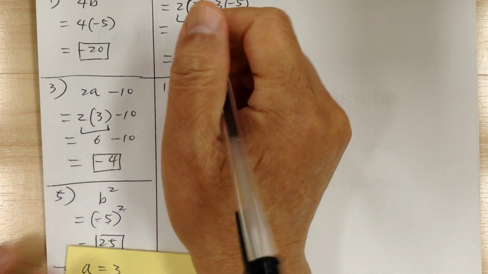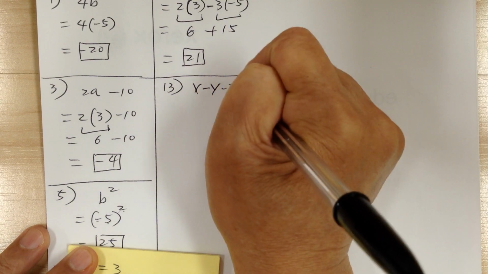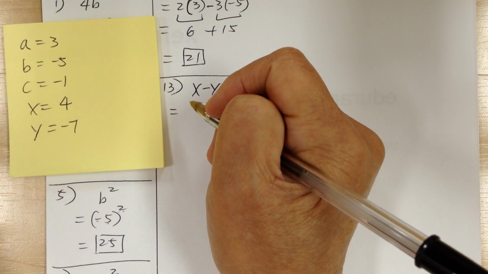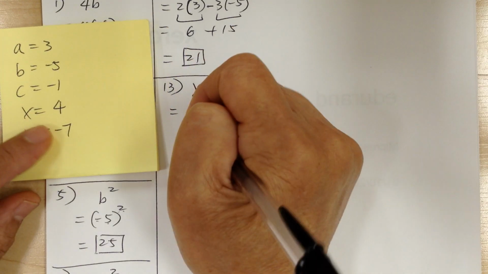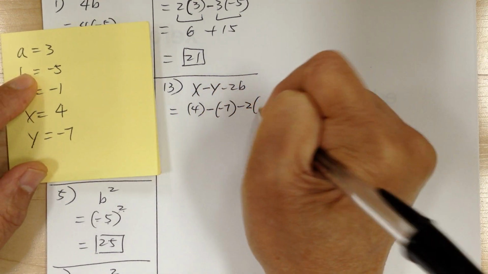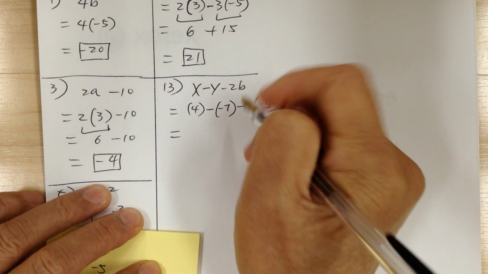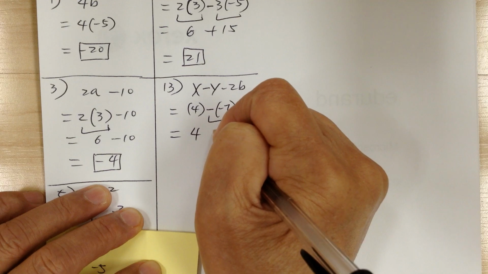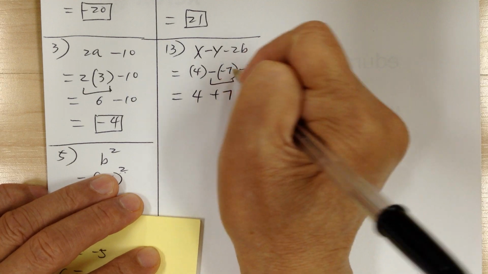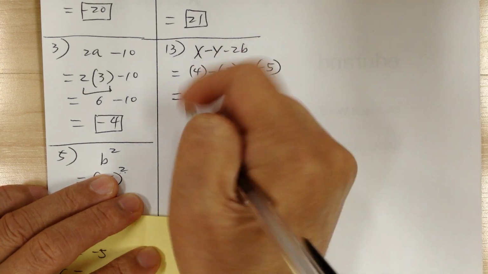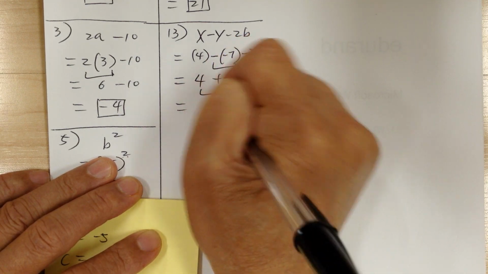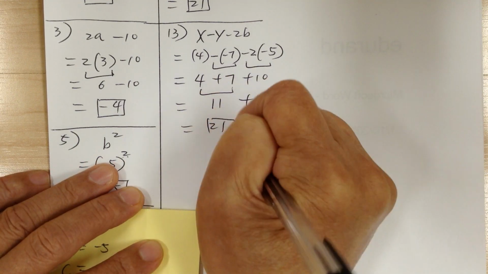13. You got x minus y minus 2b. So substitute. Notice I write it out, so I don't have to keep looking back at the book, and it's next to it, so it's easier to substitute. So y is -7 minus 2 times b is -5. First let's get rid of parentheses. So this would be a 4, this would be a +7, and this would be +10. To get rid of parentheses, you multiply by what is in front. Everything's all addition, so you can just add. So this would become 11 plus 10, and it's equal to 21.